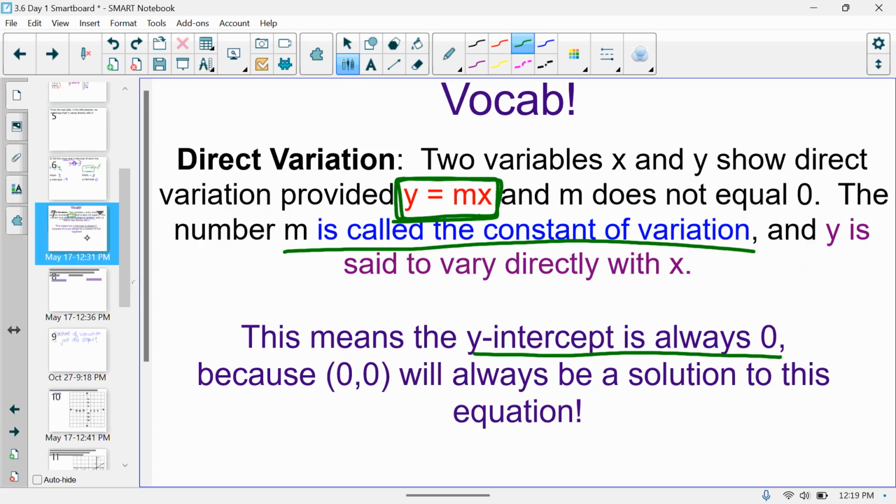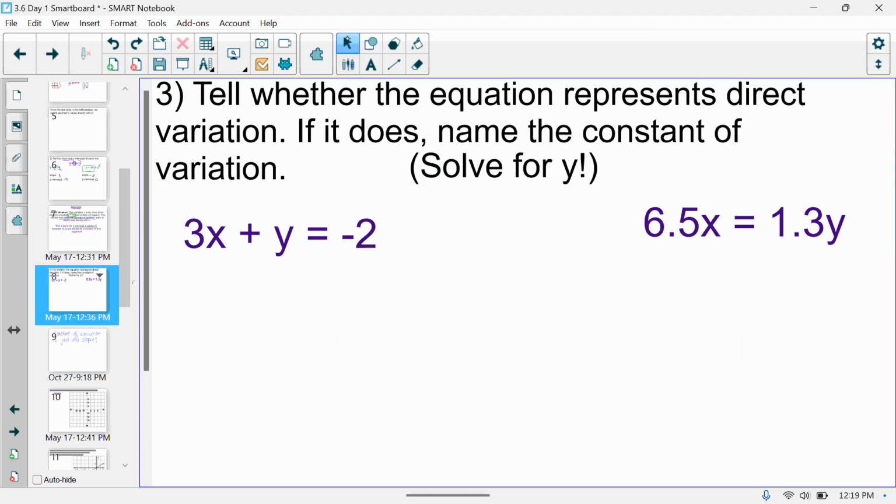So there's a variety of different questions I could ask you concerning direct variation. Here's the first type.